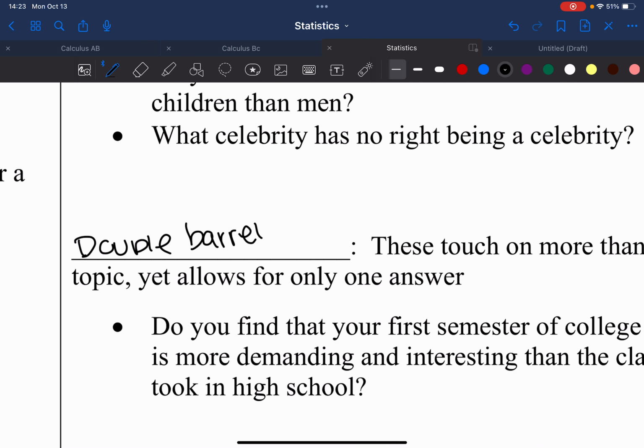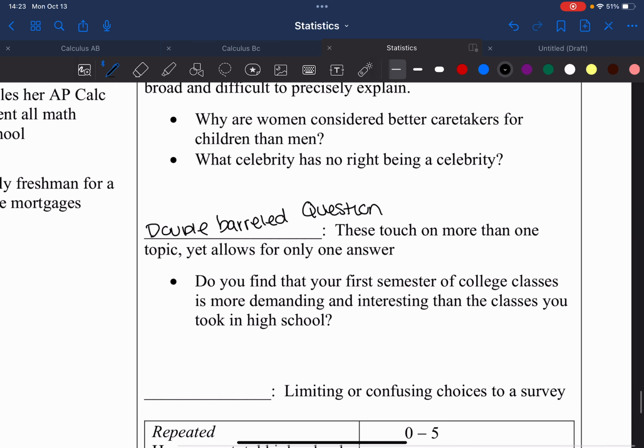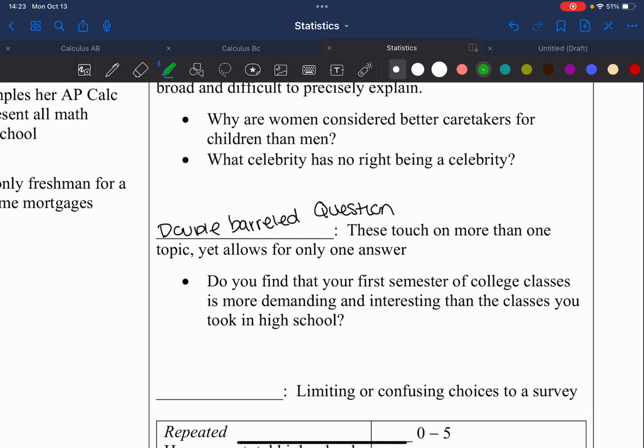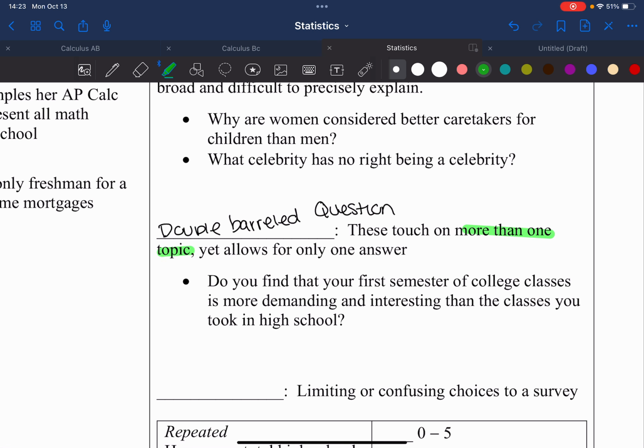The next one is a double-barreled question. And this is where it touches on more than one topic. So, for example, do you find that your first semester of college classes is more demanding and interesting than the classes you took in high school? And then they want you to answer yes or no. Well, what if you found something that was more demanding but not interesting? How are you supposed to answer yes or no?